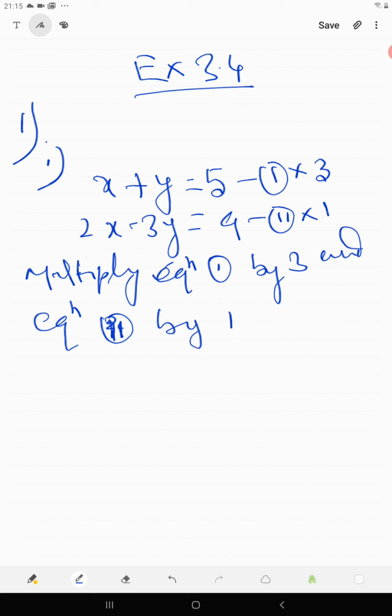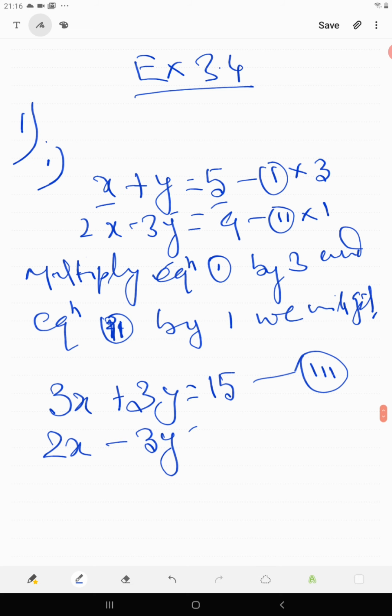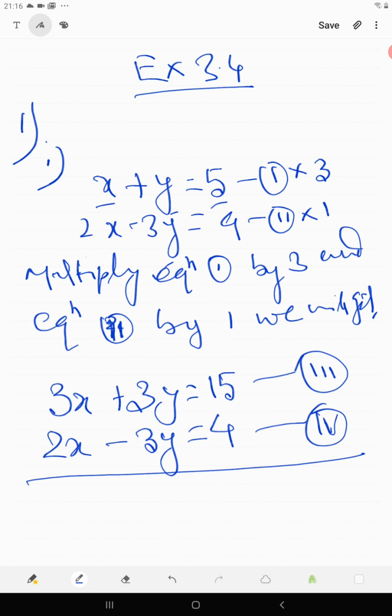So what will we get? We will get 3x plus 3y equals 15. The whole thing, the x, y as well as 5, we are multiplying by 3. Let's assume this is equation 3. And we are multiplying the second equation by 1, so it stays as it is: 2x minus 3y equals 4. This is equation 4.